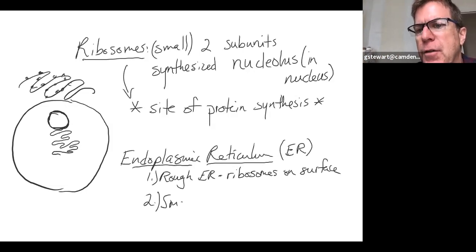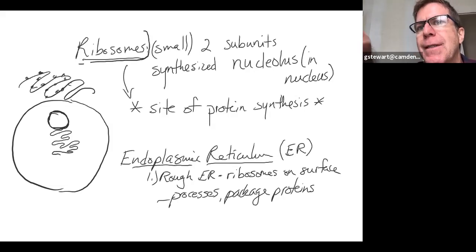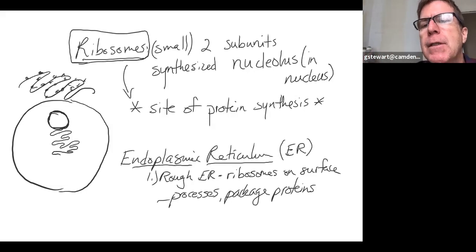Oh, let me tell you the function of rough ER real quickly. Basically, this processes and begins to sort of package proteins, because these are the site of protein assembly, protein synthesis. All of these ribosomes on the endoplasmic reticulum then receive raw protein from the ribosomes and process and package them.